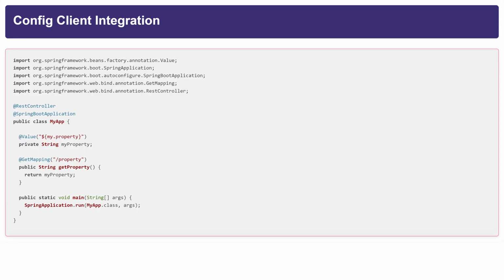To integrate the config server with a microservice using config client in Spring Boot, you will need to use the @Value annotation to inject the values from the config server into your microservice. Here's an example of how to do this in a Spring Boot application. First, import the necessary dependencies and annotate your main class with @SpringBootApplication and @RestController. Next, use the @Value annotation to inject the property value from the config server. Finally, define a REST endpoint to retrieve the property value and run the application using SpringApplication.run.